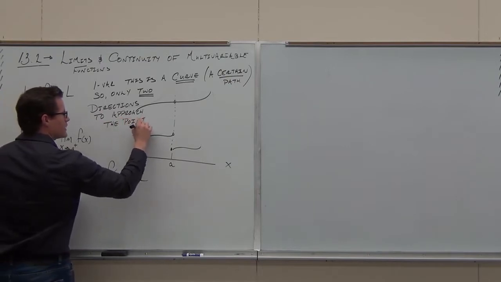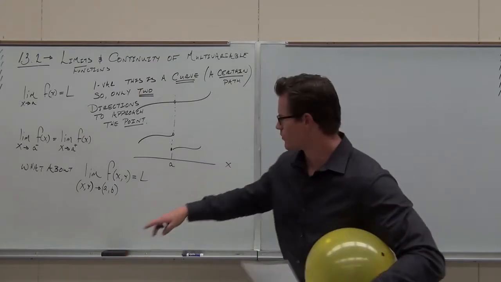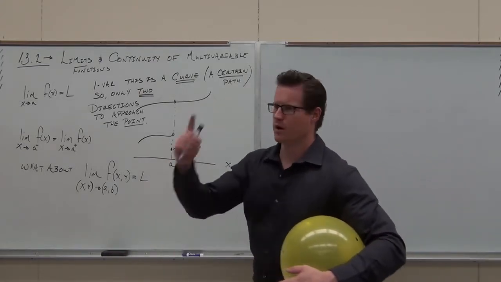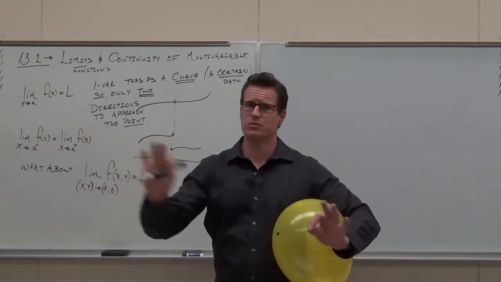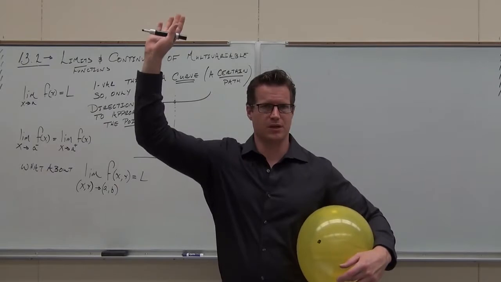I'm going to say point, what I mean is the value. I'm going to say point just so it makes a little more sense for this. But here's the whole idea. With one variable, you have one path. You have a certain path. There's only two ways you can approach that value, that point. From the left, from the right. Show of hands, you understand the concept.